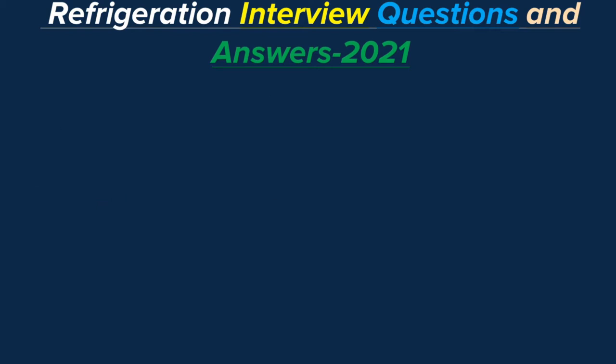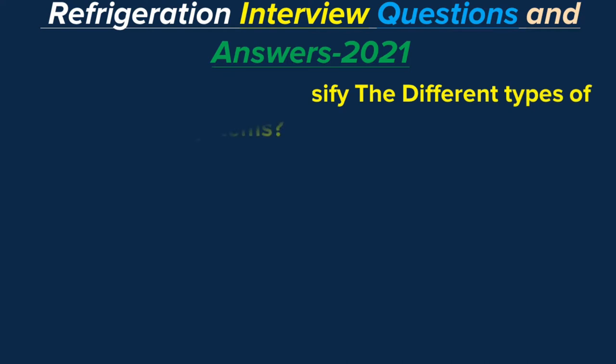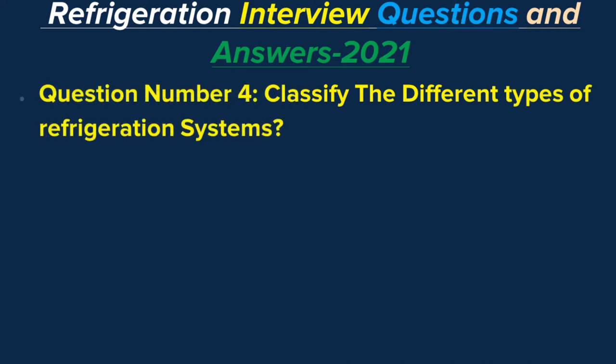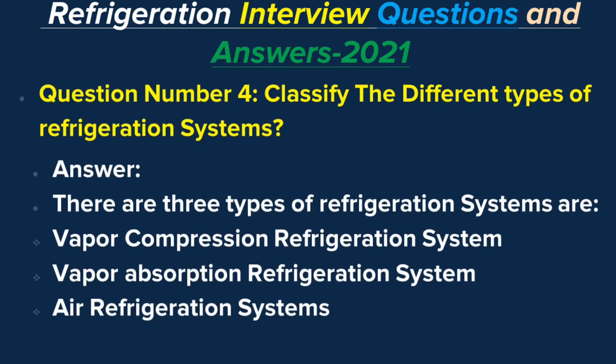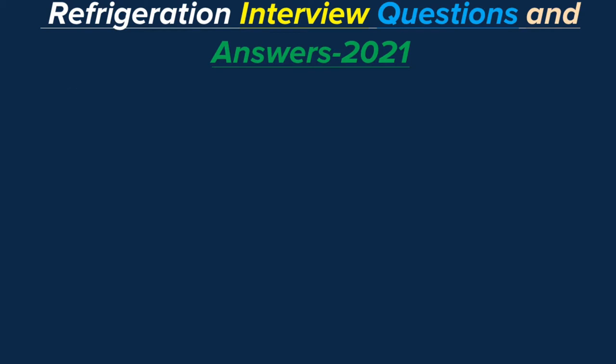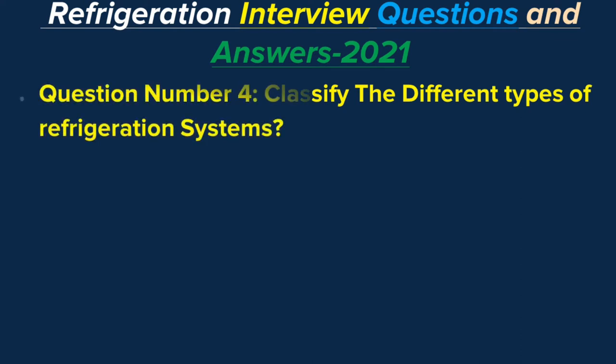Question number 4, classify the different types of refrigeration systems? Answer, there are three types of refrigeration systems: vapor compression refrigeration system, vapor absorption refrigeration system, air refrigeration systems.